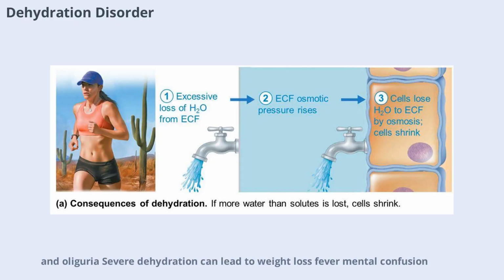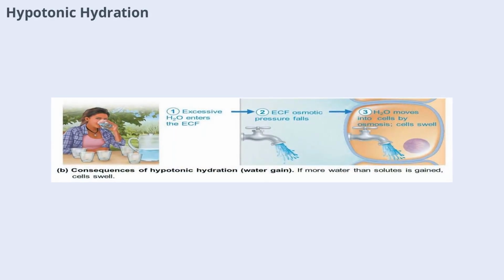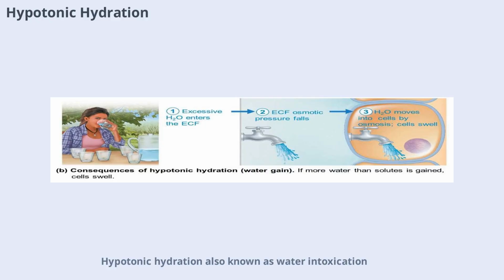Severe dehydration can lead to weight loss, fever, mental confusion, hypovolemic shock, and loss of electrolytes. Recognizing these symptoms is vital for timely intervention. Hypotonic hydration, also known as water intoxication, occurs with renal insufficiency or rapid excess water ingestion.